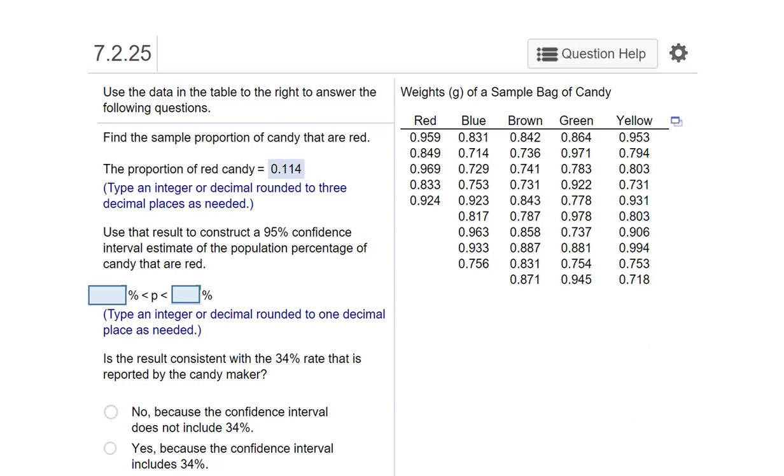And now it says, use the result to construct a 95% confidence interval estimate of the population percentage of candies that are red. Okay, so this is the point estimate. This is the p hat, 0.114. And again, I'm just going to use technology. I'm not going to build these by hand. You are welcome to. That's how all the examples show them for some reason. That's why I'm doing these videos.